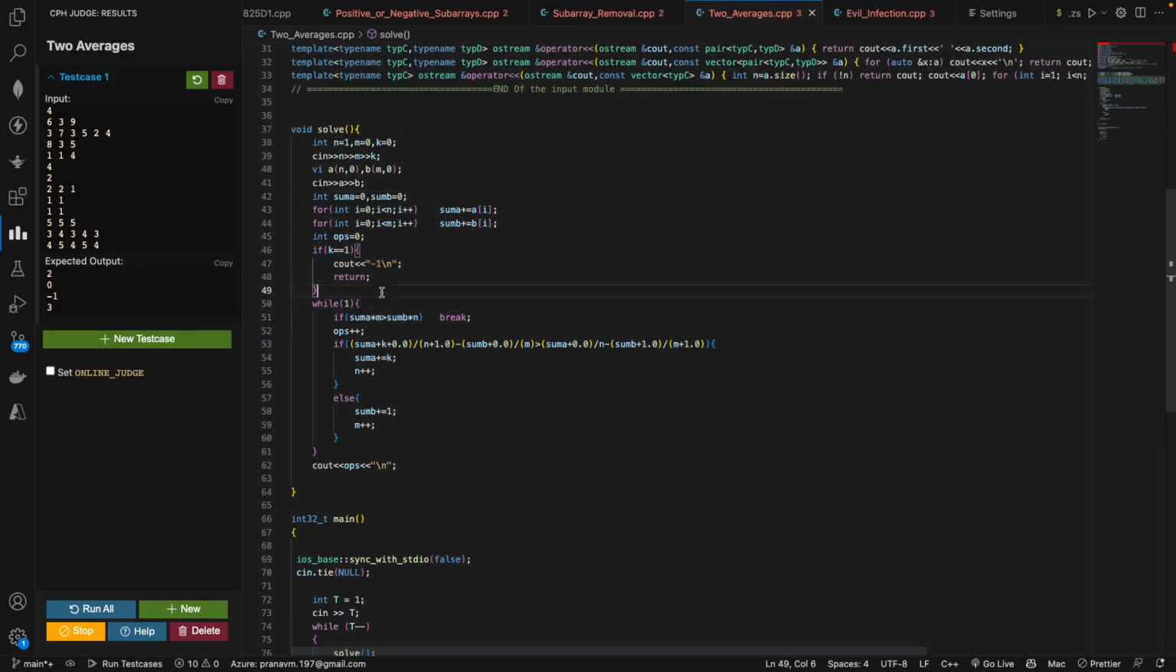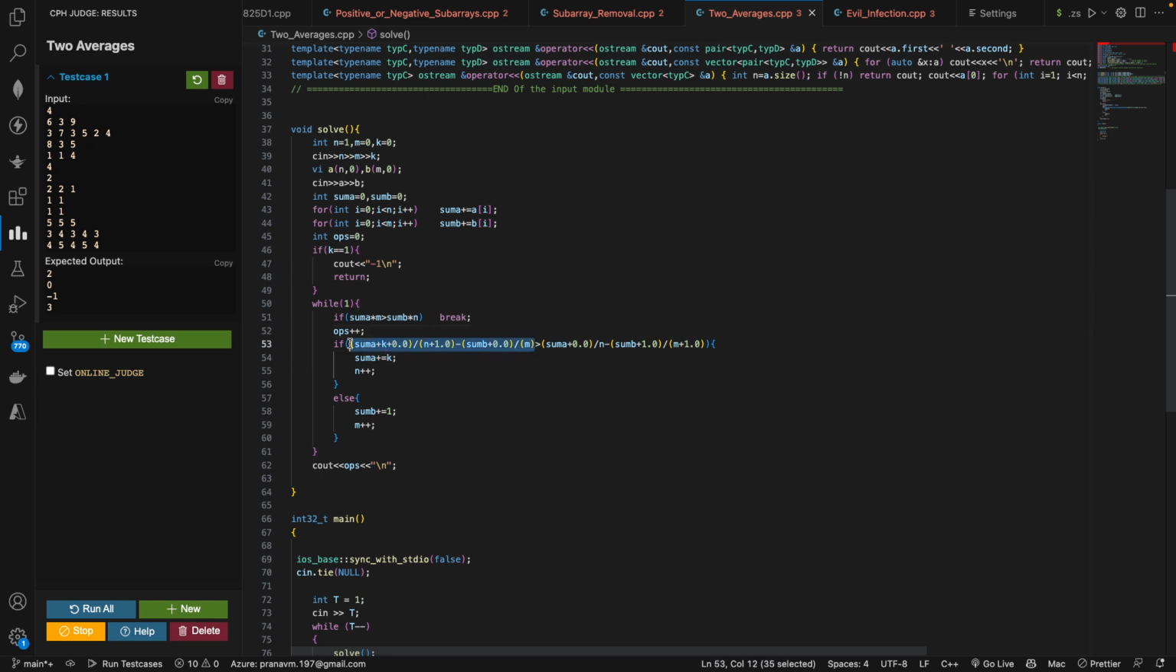As explained, firstly we'll check that if K is equal to 1, in that case the answer is -1. Then we'll start a while loop. The reason I'm starting a while 1 loop is because as soon as the condition is satisfied, I'll break. And as explained earlier, if your K is not equal to 1, then your answer definitely exists, so I'm not afraid of this being an infinite loop, because it's always going to terminate. Then I check if it's better to add K to my A value.